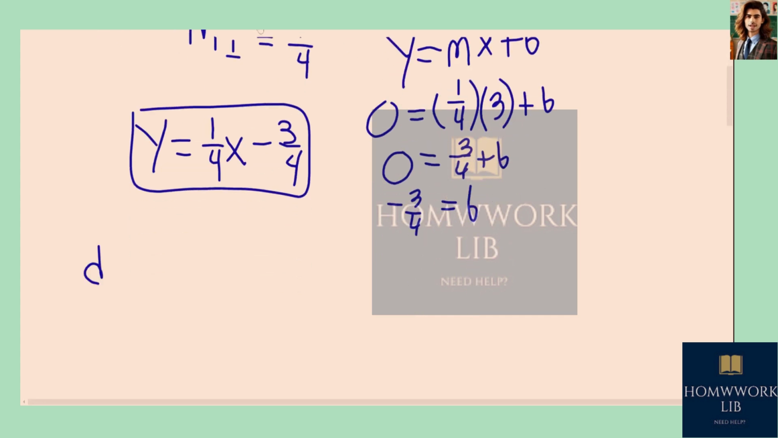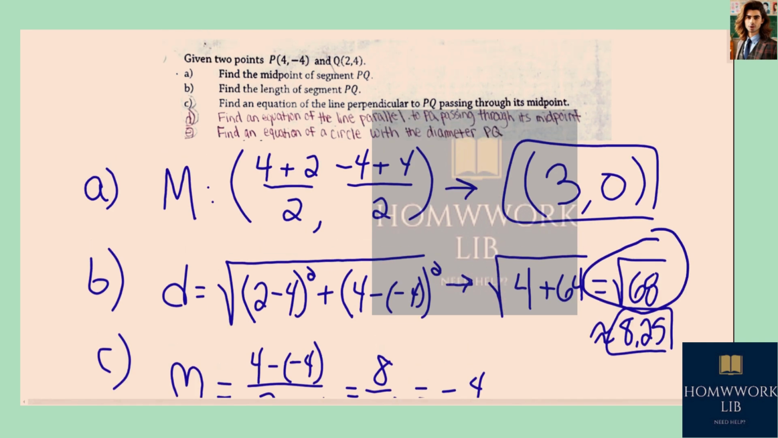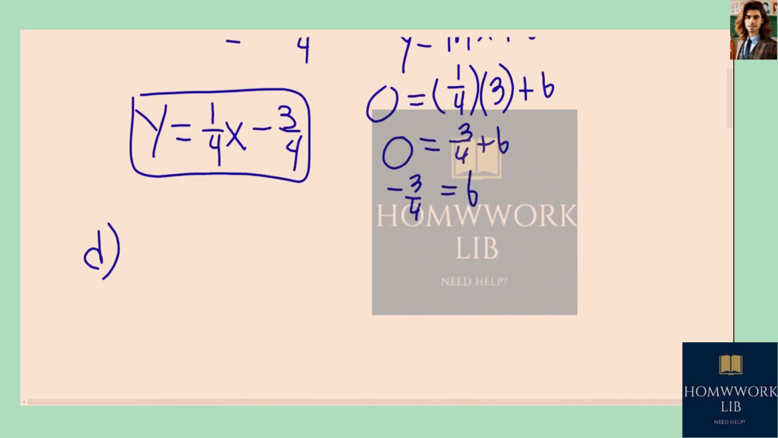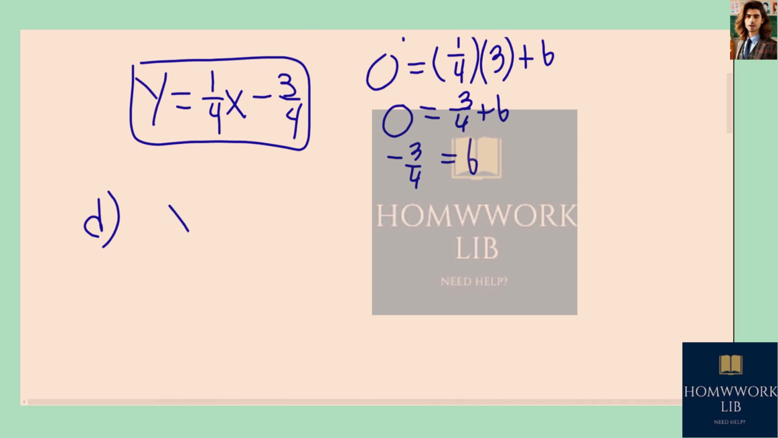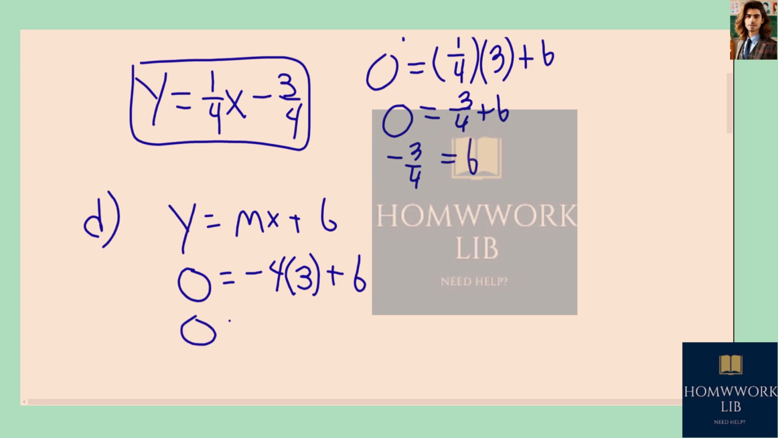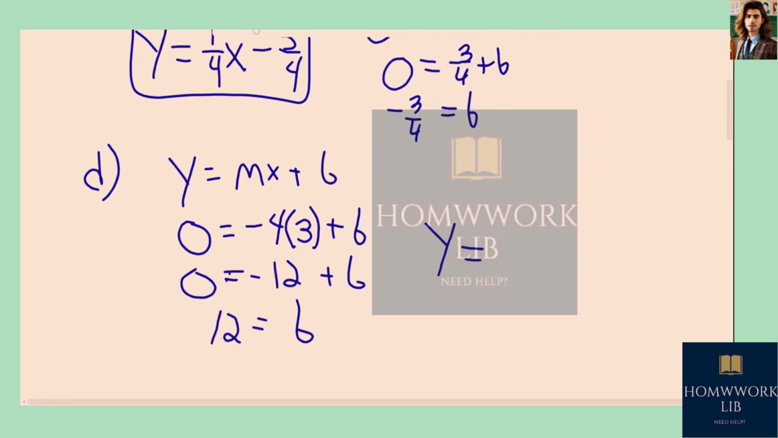On to D, an equation of a line parallel. Well, we're going to do the same thing as C, except we're going to use the slope of the original one. So plug in 0 for y, negative 4 for the slope, 3 for x. So it goes through 3, 0 with a slope of negative 4. What y-intercept would it have? Well, negative 4 times 3 is negative 12. Add 12 to both sides, and that's your y-intercept. So our equation would be y equals negative 4x plus 12.